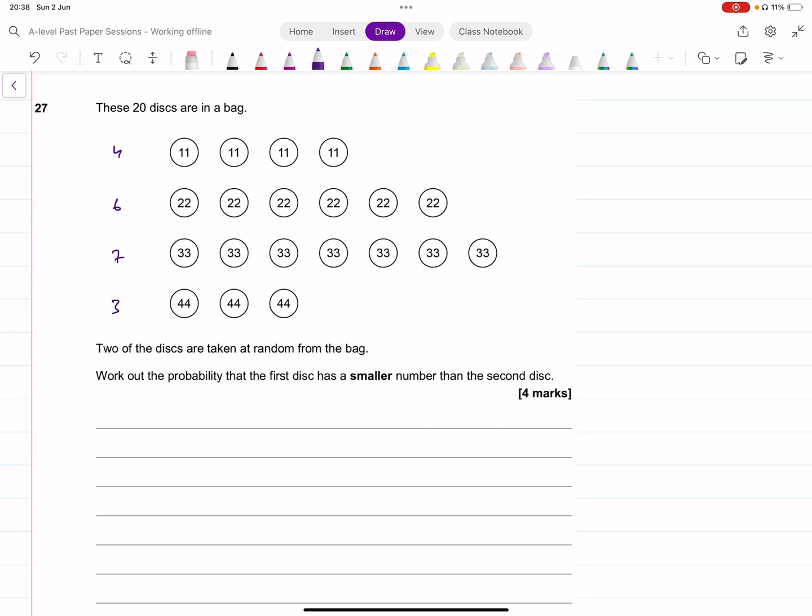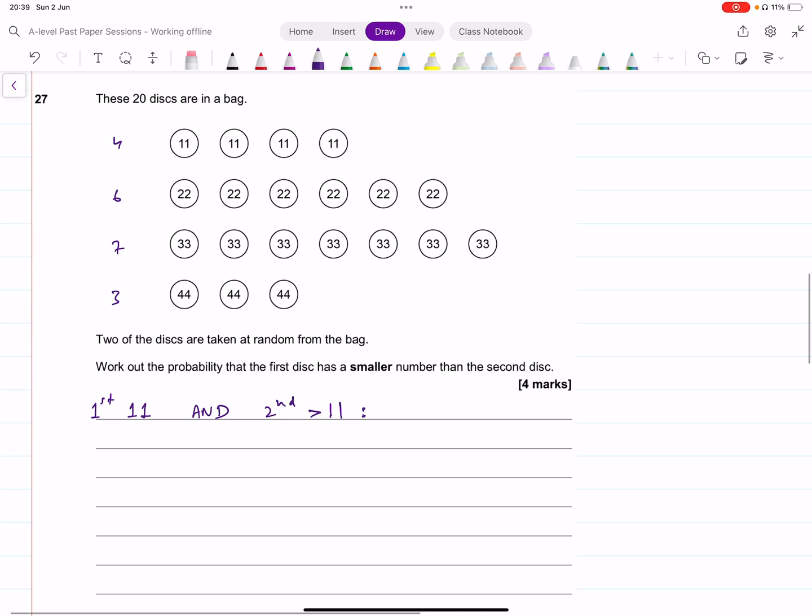So one possible case would be that the first one is 33 and the second one is, sorry, first is 11. Let's actually start like that. First is 11. Then what about the second one? The second is greater than 11, right? So that means all of these possibilities. What's the probability of getting a disk that has 11 written in it? It'll be 4 out of 20.